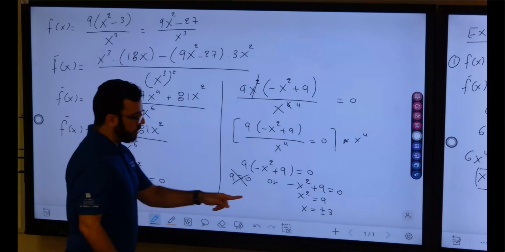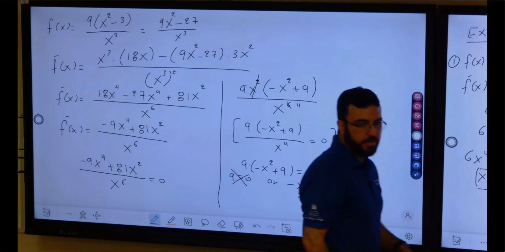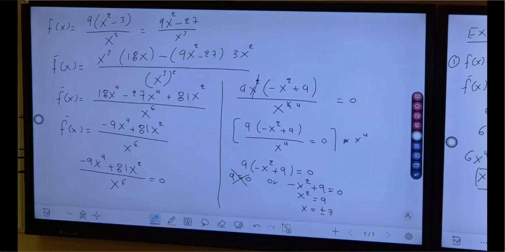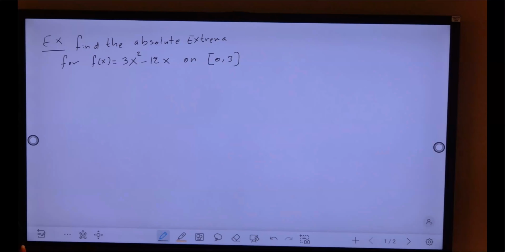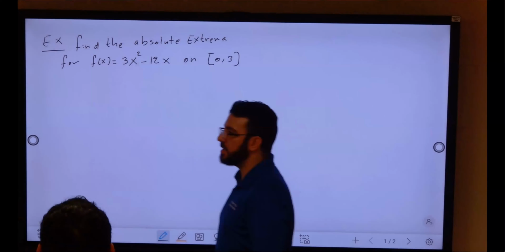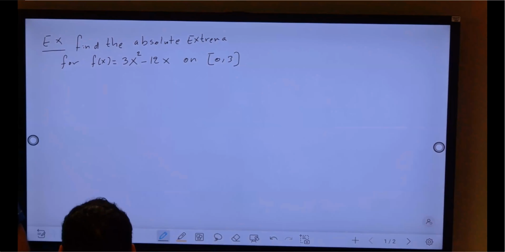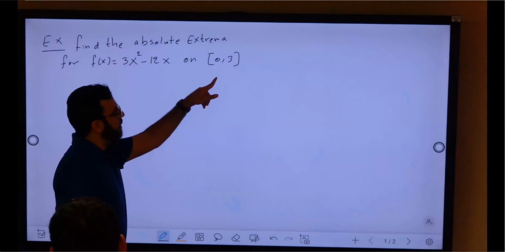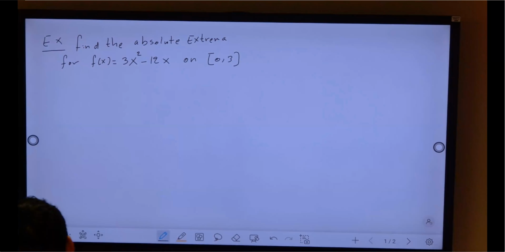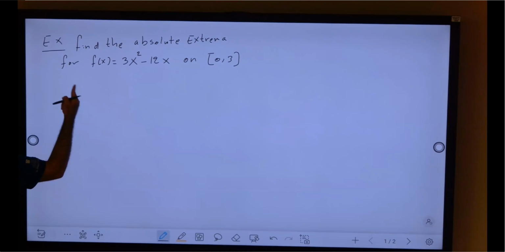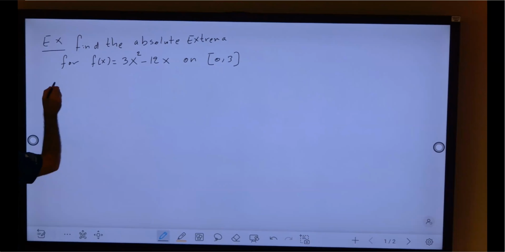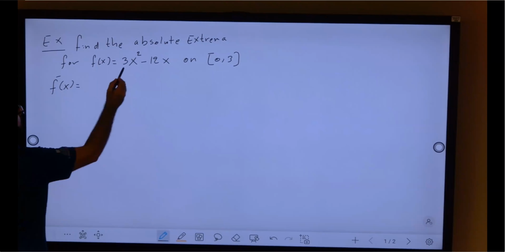So now how many critical numbers do we have? 3. Where's the third one? X is 0. But we need to find what? The absolute extrema for the function on this interval. So the first thing, we're gonna find the critical numbers. That means f prime of x is going to be equal to 6x minus 12, right?